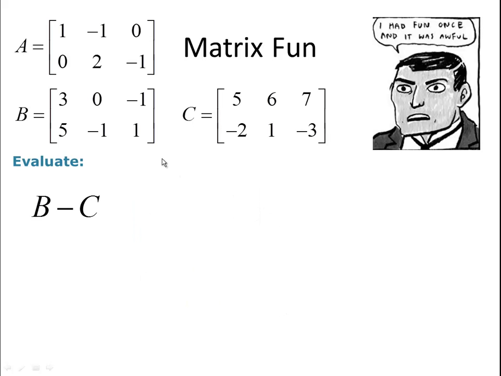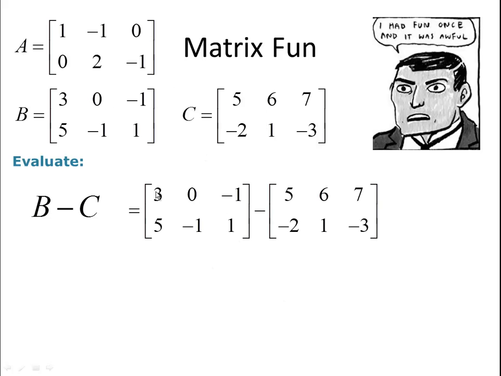B minus C. I'm going to take the B matrix minus the C matrix. So I'm going to take 3 minus 5, 0 minus 6, negative 1 minus 7. 5 minus a negative 2, so that's going to be added together. Negative 1 minus 1. 1 minus a negative 3. And when we do that, we get this matrix here. So just taking the results of each of those positions and putting the results in the appropriate spot. And that was a 5 minus negative 2 to create a 5 plus 2. That's where that 7 is coming from.